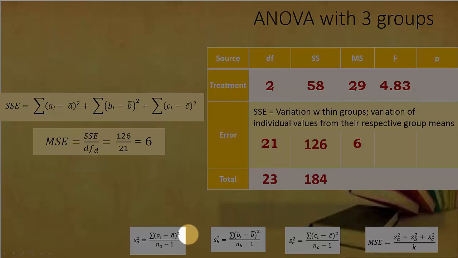Let's look a little bit more at these formulas. The sum of the A sub i minus A bar squared, and the same thing for B and C. Those numerators are what we have up here with SSE. The degrees of freedom that we have, this N must have been 24 in this case, 8 per group. So 8 minus 1 is 7 in this group, another 7 here, another 7 here. Add those together and you get 21 degrees of freedom for the error term.